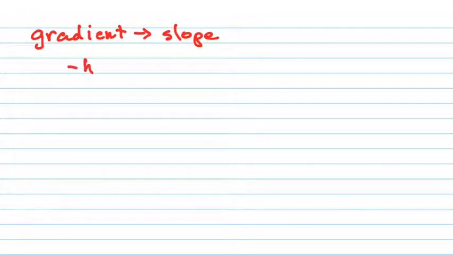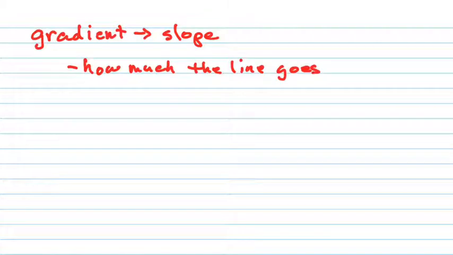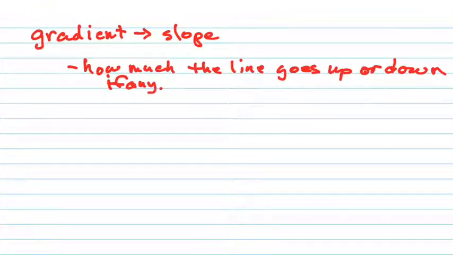So it just means how much the line goes up or down, if any. Because are you always on a hill? No. Nope. You could also be flat, right? Okay? And there's also a case where it could be going straight up. So we're going to be talking about that as well.